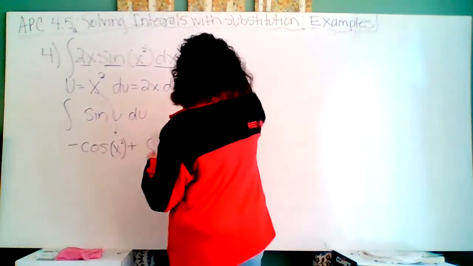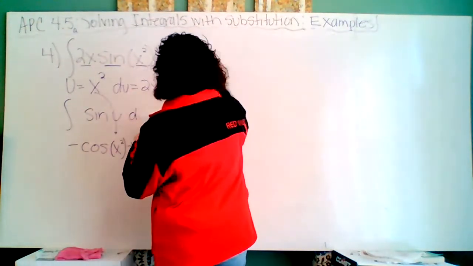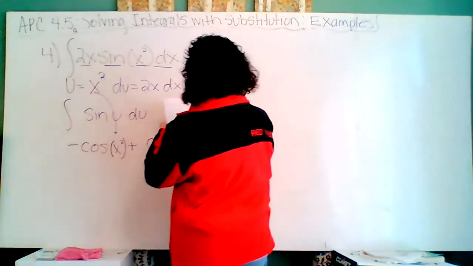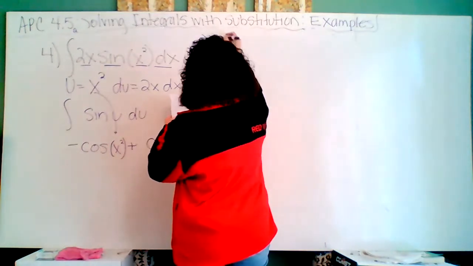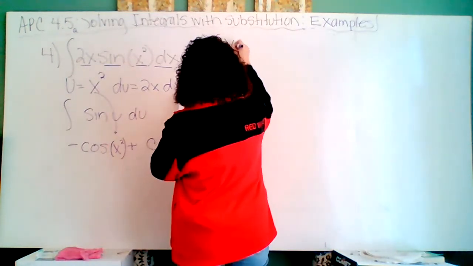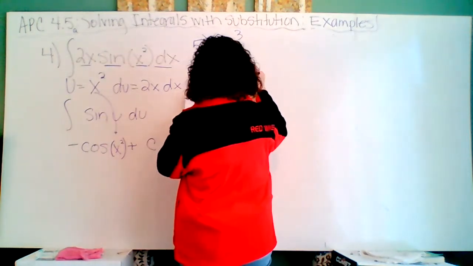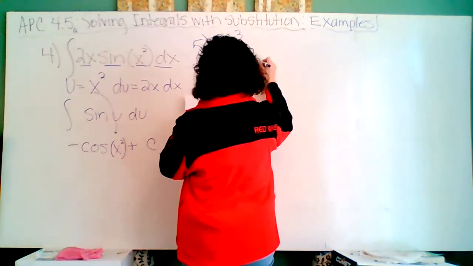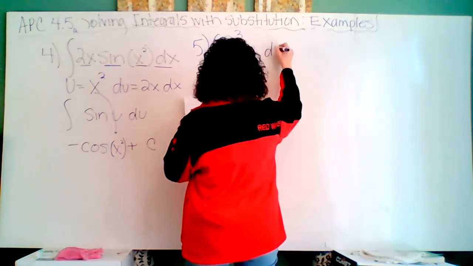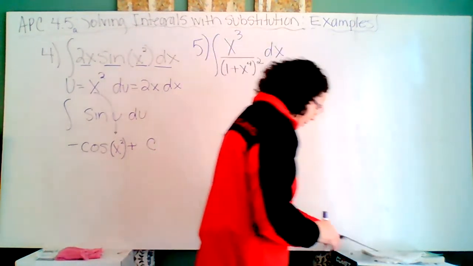Let's try a 5th one. And what do we have here? Let's see. X cubed over 1 plus x to the 4th squared dx. Okay, what's going on here?